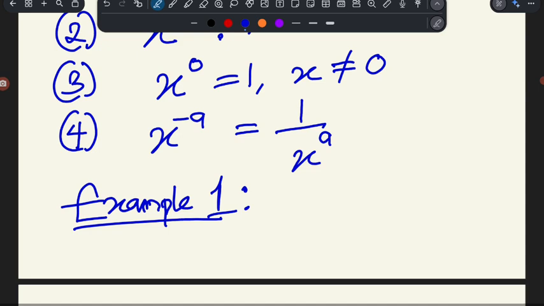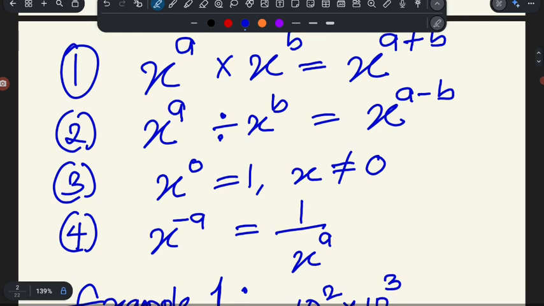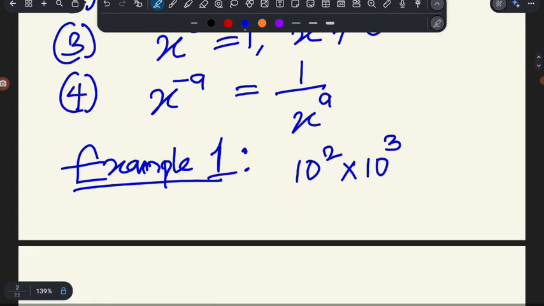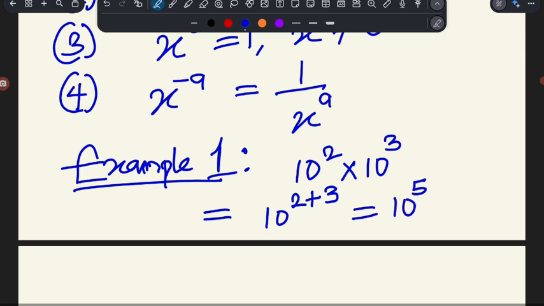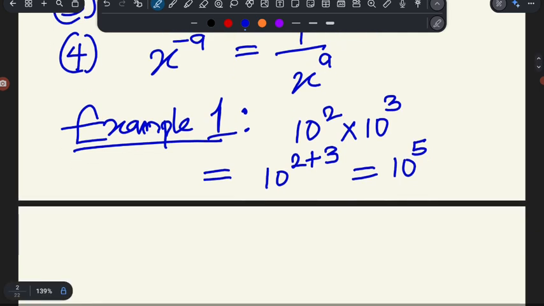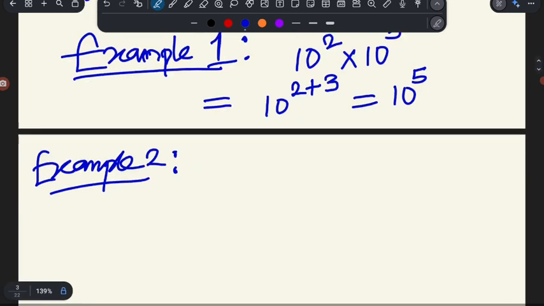For example, we are to simplify 10 squared multiplied by 10 raised to power 3. Because you understand law 1, that says x raised to power a times x raised to power b, since the bases are equal, we have 10 raised to power 2 plus 3, which gives you 10 raised to power 5. That is how it looks. Let's also have another example, example 2.